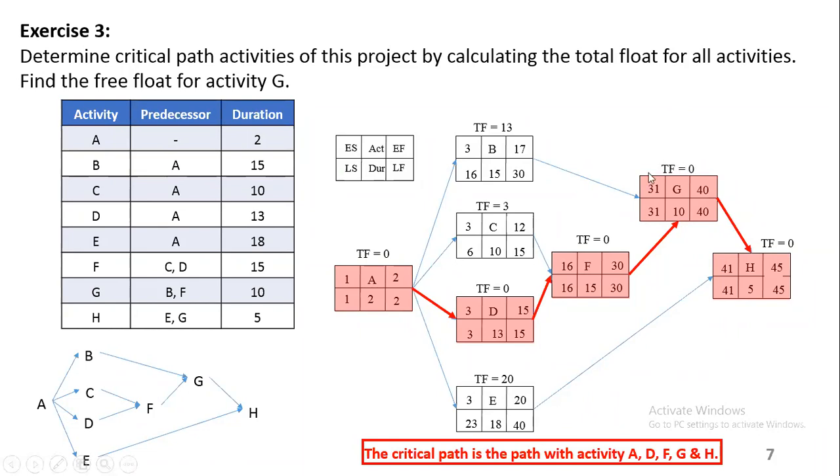It means the free float for activity G is 0. We cannot afford to delay this activity without interfering with the early start date for activity H. If you delay this activity by anything more than 0 days, you're going to end up delaying activity H's early start date. Okay, I also got 0, like you said.